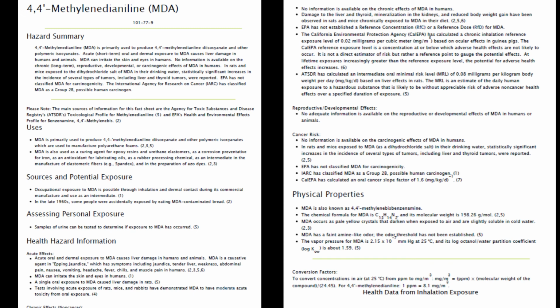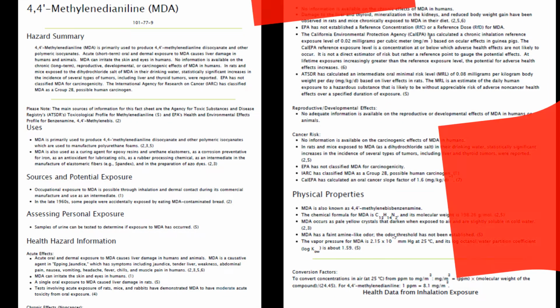And here we have the product pages, pages 1 and 2. This is a generic product page. You can see the hazard summary, the uses, sources and potential exposure, personal exposure, health hazard information, reproductive development effects, cancer risk, physical properties. Feel free to take a picture right here.